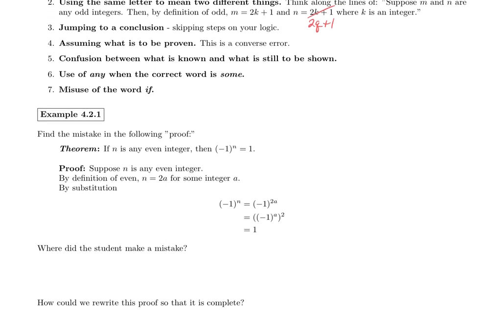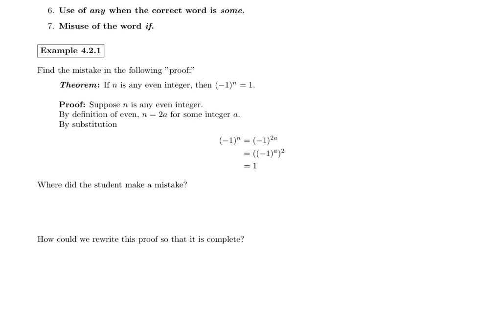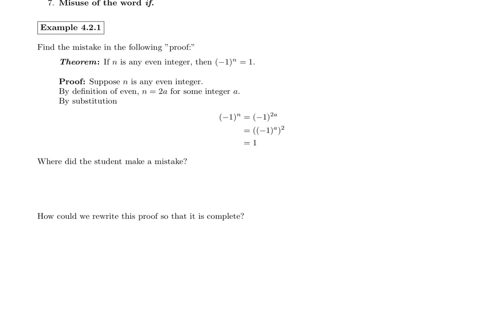So let's look at our last example here, and we're going to try to find a mistake in the following proof. What the student is trying to prove is the theorem: if n is any even integer, then -1 to the power of n is equal to 1. So our proof is we get to suppose that P of n is true. So we're going to suppose that n is any even integer. So far, so good. Okay, we can check that box off.